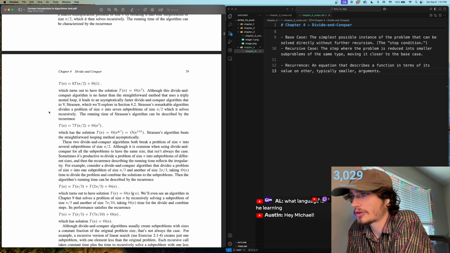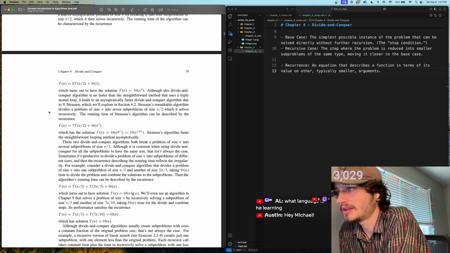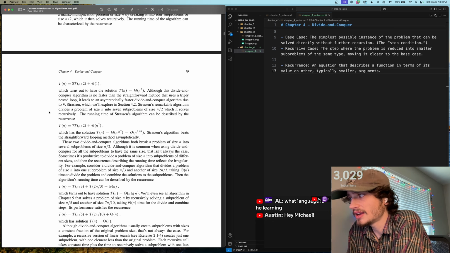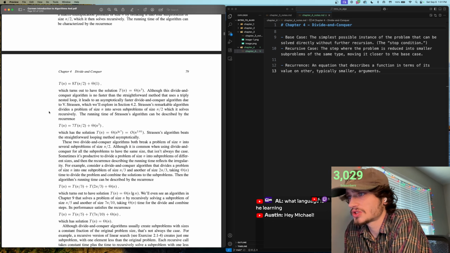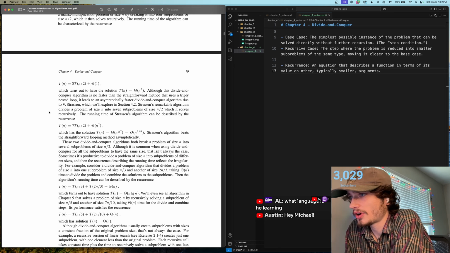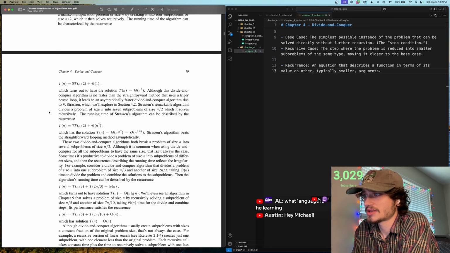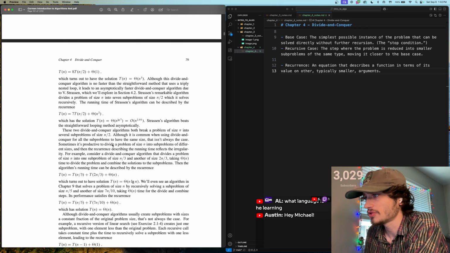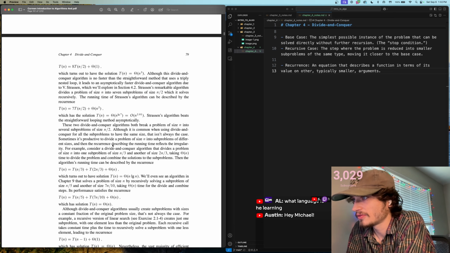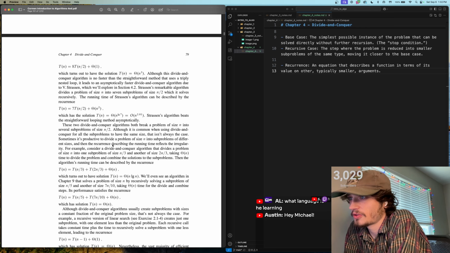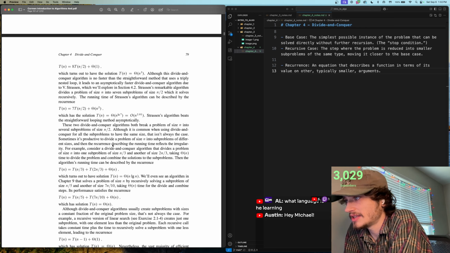Strassen's remarkable algorithm divides a problem of size n into 7 subproblems of size n/2, which it solves recursively. The running time of Strassen's algorithm can be described by the recurrence T(n) = 7T(n/2) + Θ(n²), which has the solution T(n) = Θ(n^(lg 7)), which is equal to O(n^2.81). Strassen's algorithm beats the straightforward looping method asymptotically.